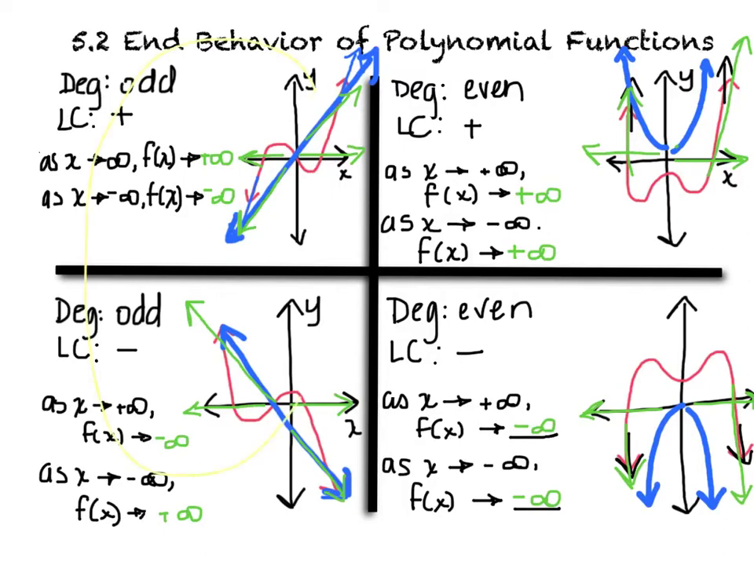On these graphs over here, these are my odds, and therefore have opposite end behaviors. One will end positive, one will end negative, based on my leading coefficient. The two graphs to the right, both their end behaviors are either positive or negative, and again, they're even, but the end behaviors are based on whether they're positive or negative.